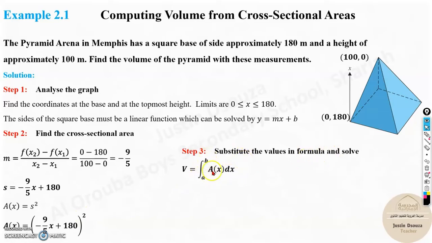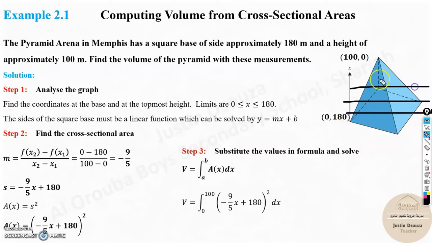So a to b is the integral of A(x) dx over here. Now what is the interval? See, from here to here, the dx, right? The height. It's basically you're finding the cross section. From where to where? From 0 to 100 you're finding, right? So that's why the interval is from 0 to 100.